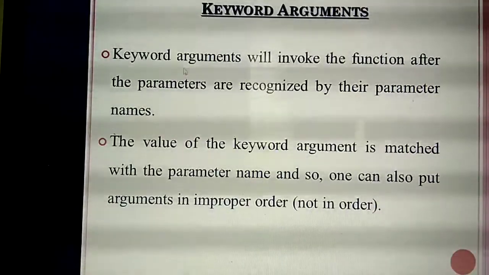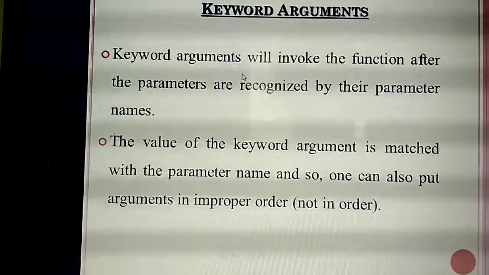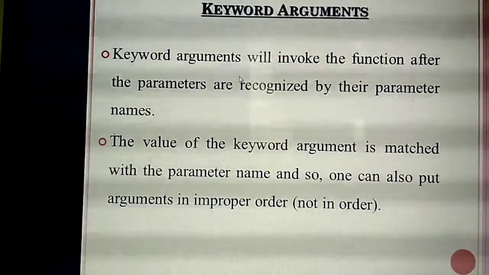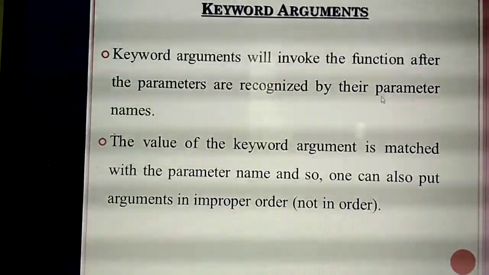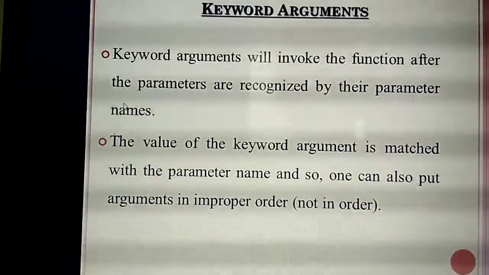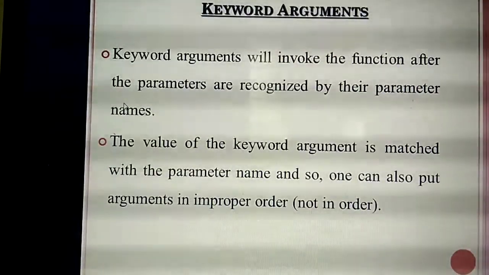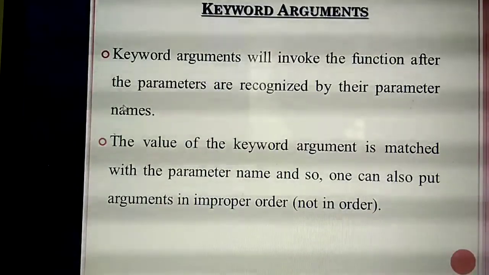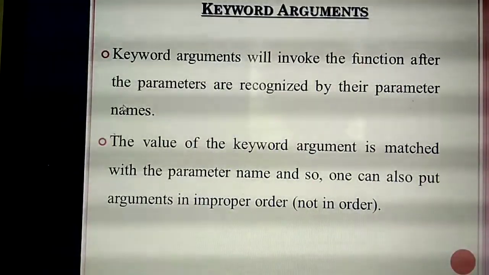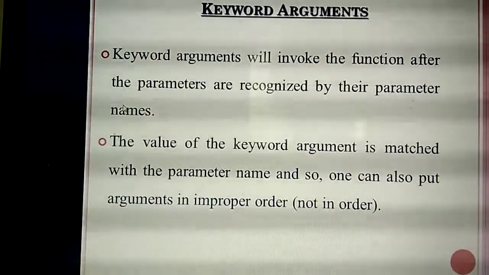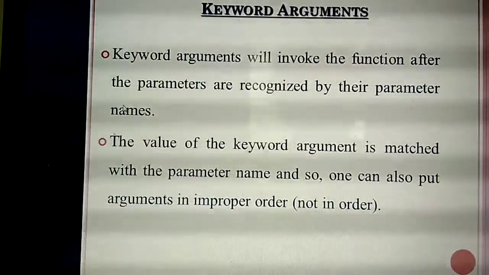So three points here also you have studied. What are they? Keyword arguments will call the function or identify the function by their parameter names. That's important. What's the first point? Keyword arguments always identify the function with the name of the parameter. And also, what values you are passing to the parameters or arguments should be matched to the parameter name.